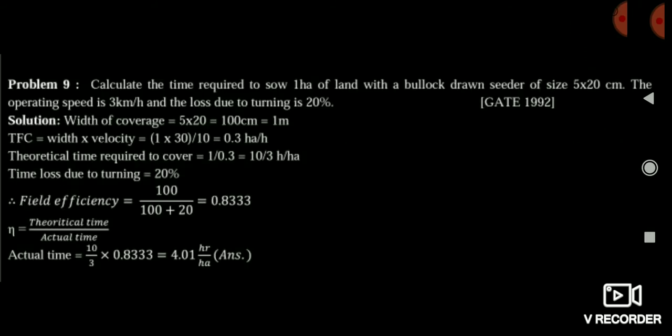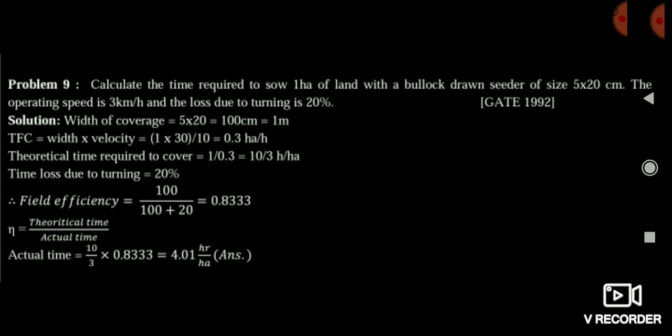Now friends, you see the next question. Here it is saying that the size of the seeder is 5 into 20 centimeter, meaning it is the width, and the speed is given as 3 km/h and the turning loss is 20%, and we have to cultivate 1 hectare of field. Friends, first thing you should do is calculate the theoretical field capacity, that is width into velocity, and you will get 0.3 hectare per hour.